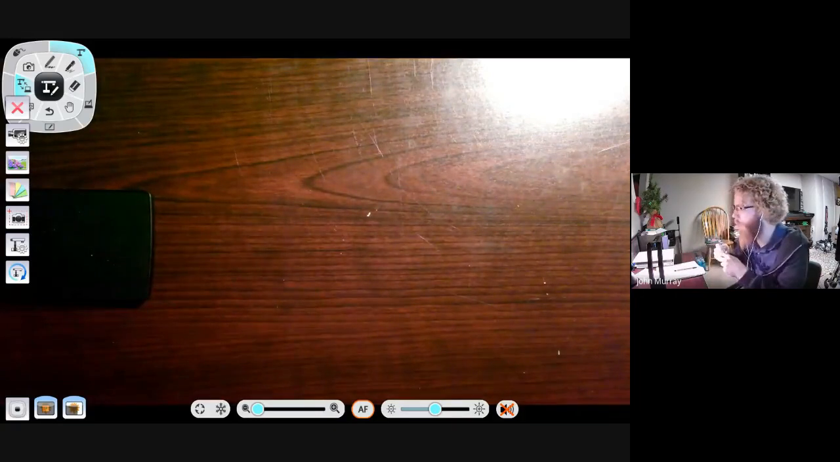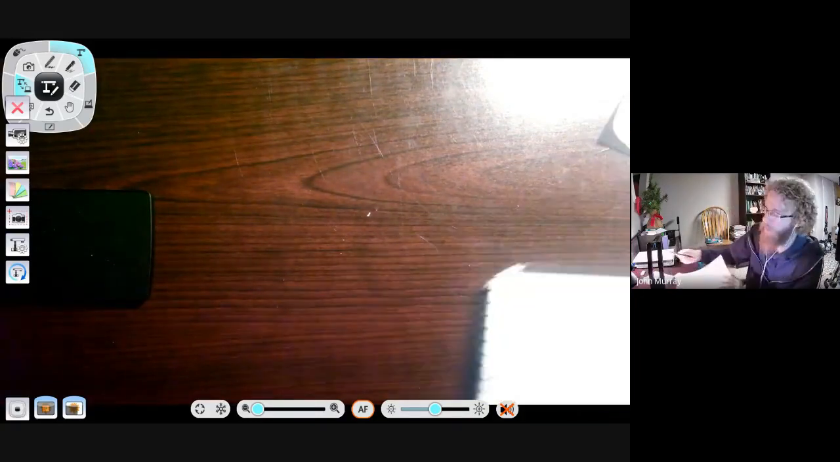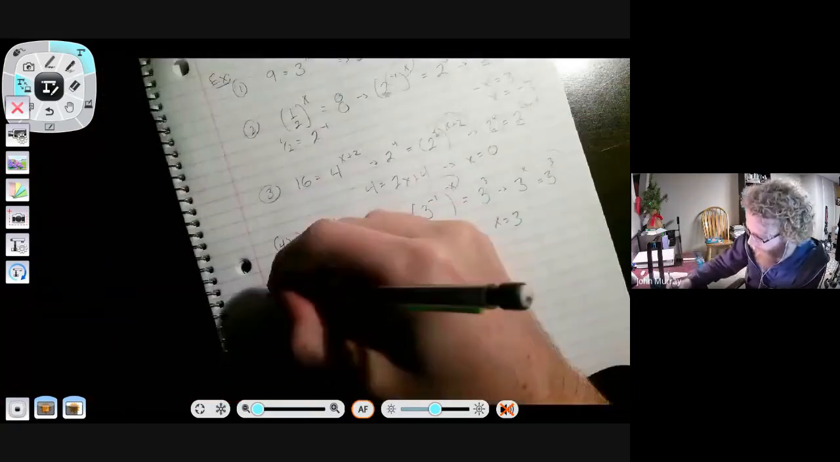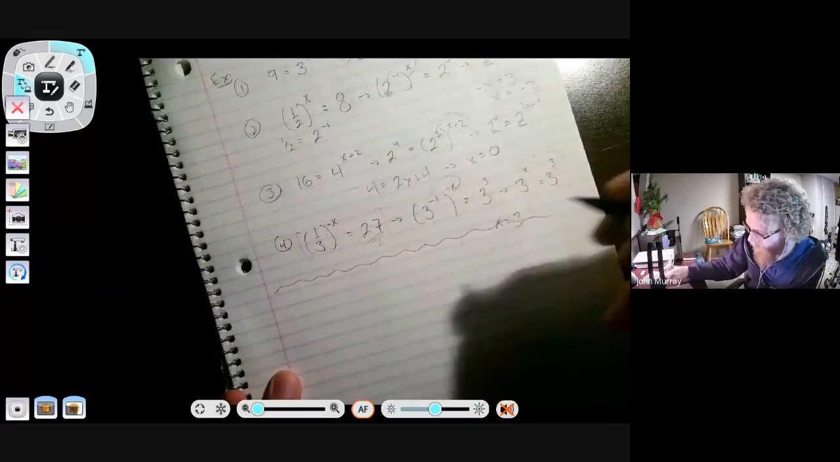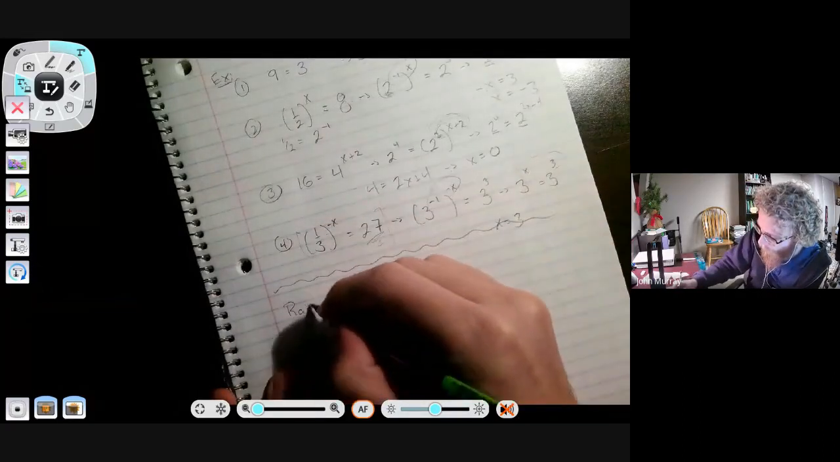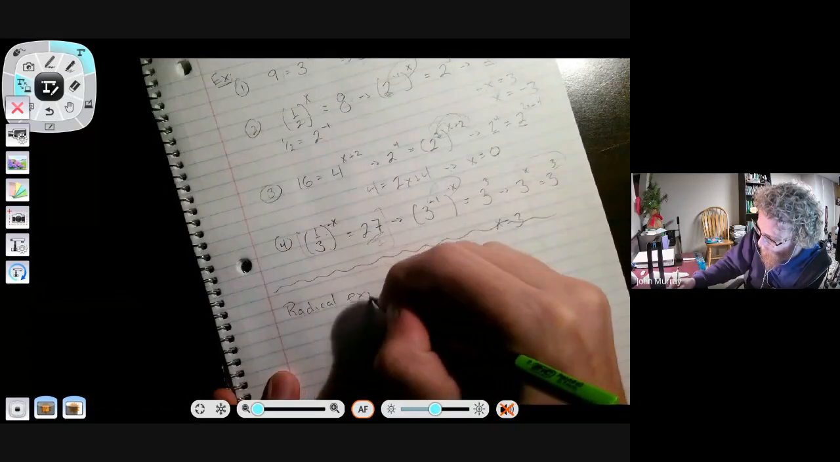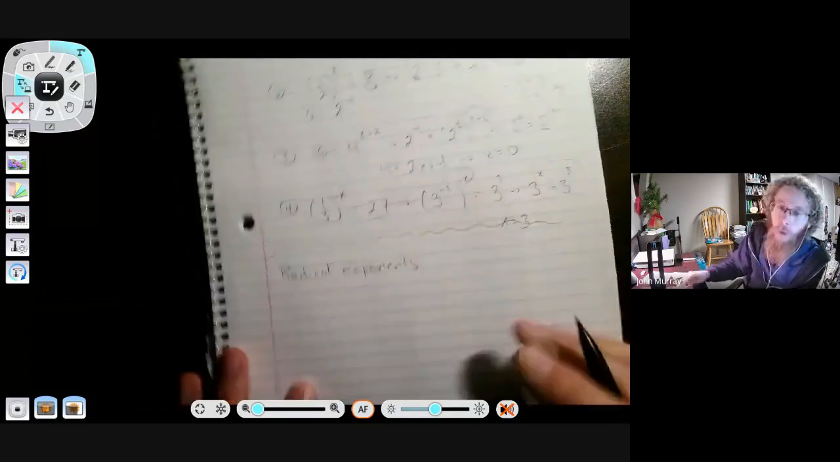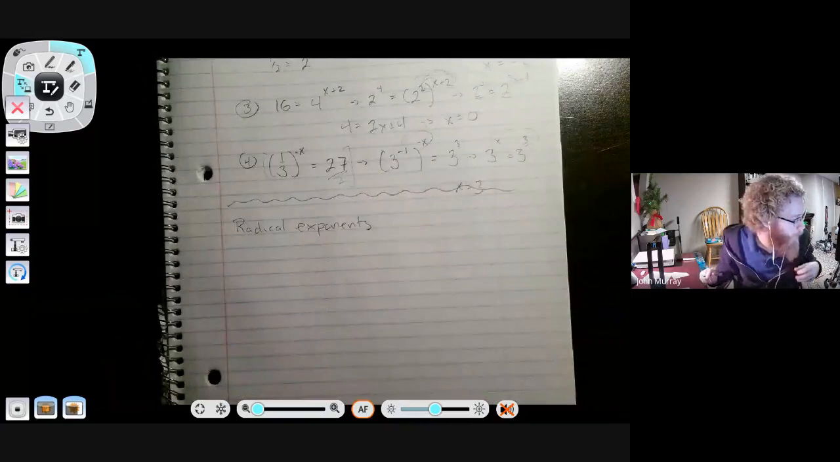Let me do it on the notebook. So today we're going to take a look at a special base. But before we get there, real quick, I want to talk about radical exponents.